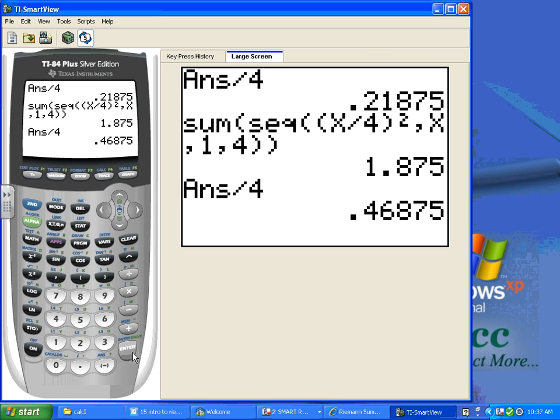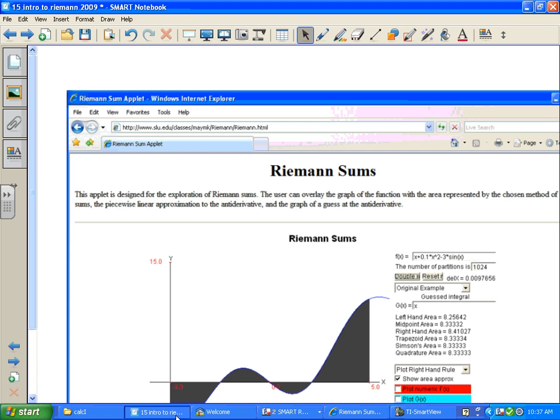Did we get it? We did, right? So this command works very efficiently, and it's going to be a lifesaver when we have something like 500 rectangles that we're adding together. Okay, so going back to, oops, what happened there?